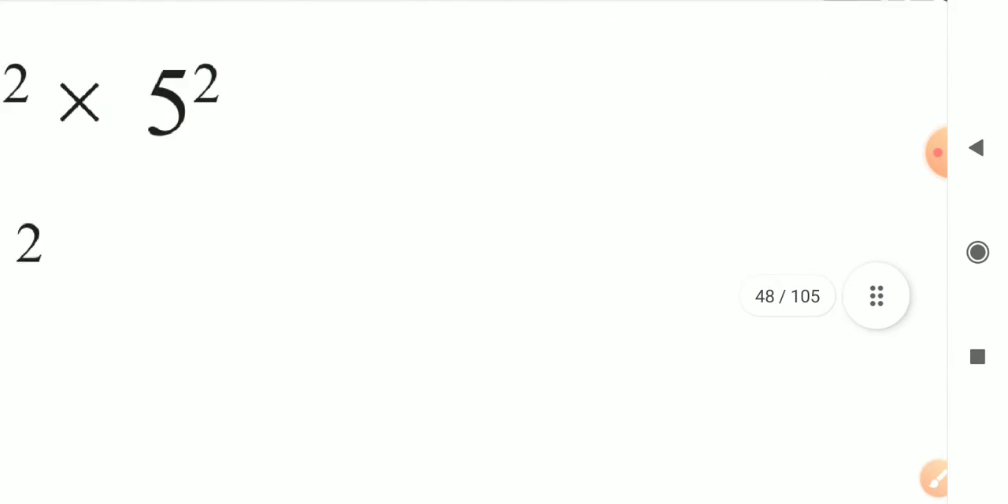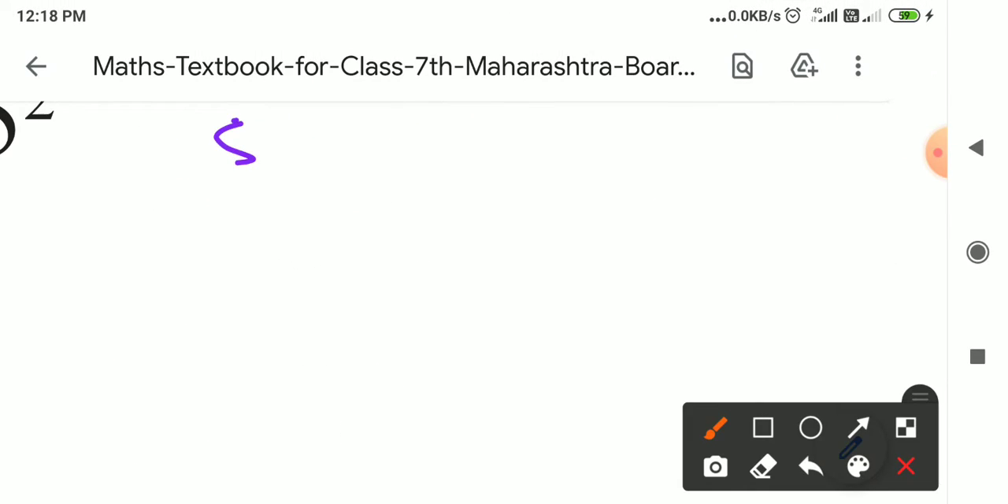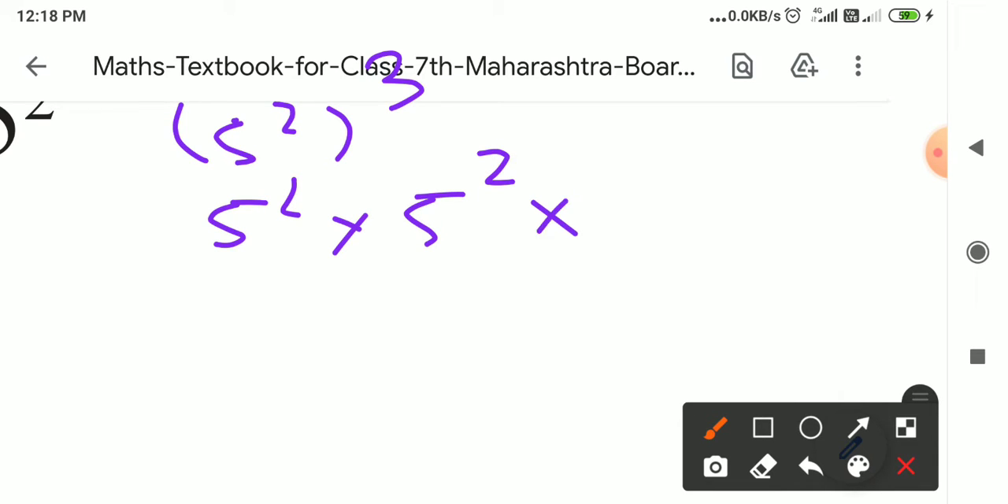So here (5 raised to 2) raised to 3. How is it given in our textbook? 5 squared multiplied how many times? 3 times. Okay, and then here the base is the same.